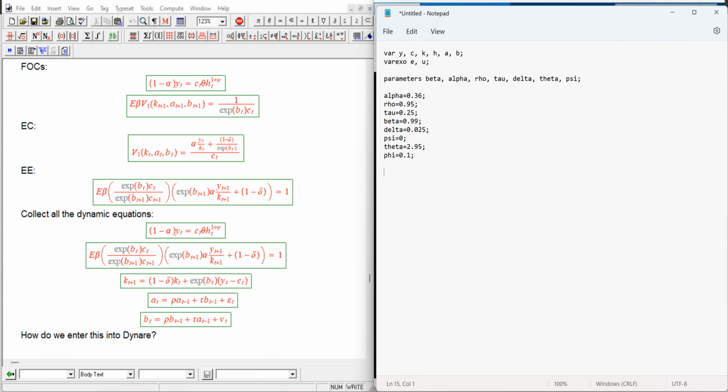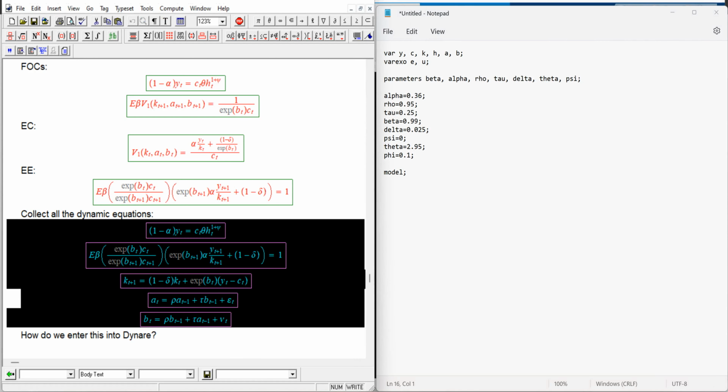So we've told it what the variables are, we've told it what the parameters are. Now we have to tell it the model, semicolon. And what we're going to do now is specify these 5 dynamic equations in terms that Dynare will understand. At the end, we're going to write end, so that it knows that we're done with the description of the model. So the first condition is the labor one.